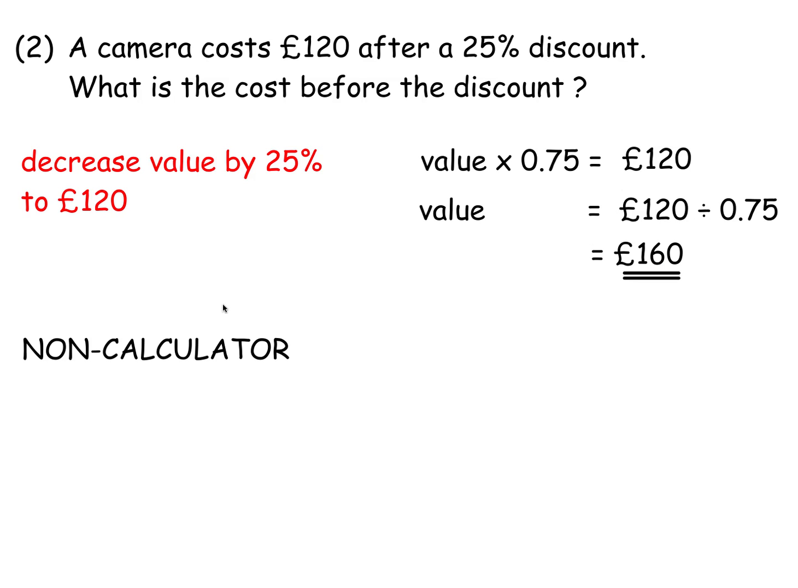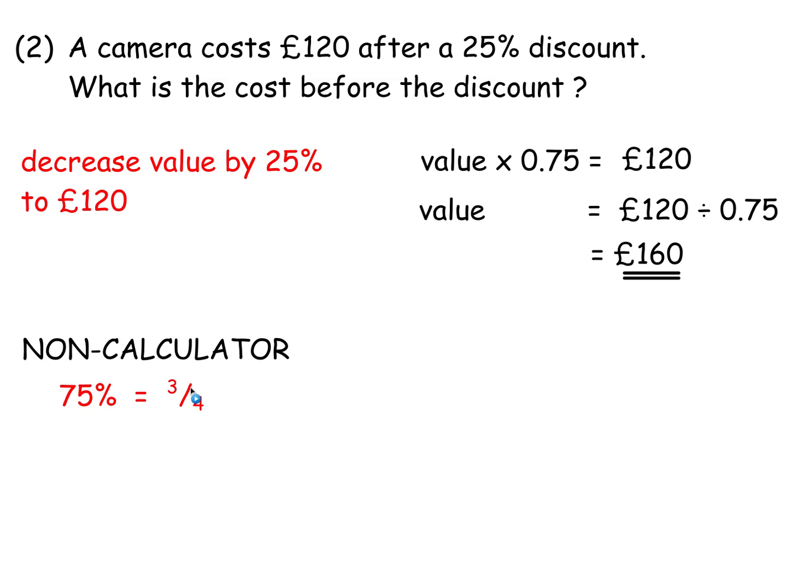Without a calculator, you're getting a quarter off. 25% is a quarter. They're giving you a quarter off. You're only paying for 3/4. 75% is 3/4. You're paying for 3/4.